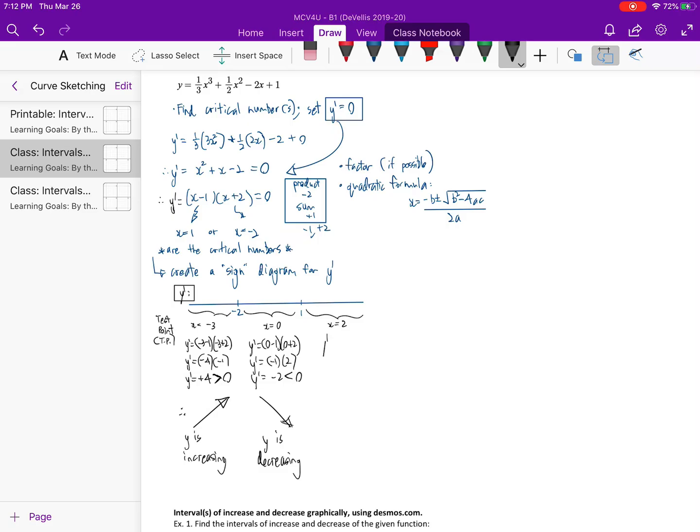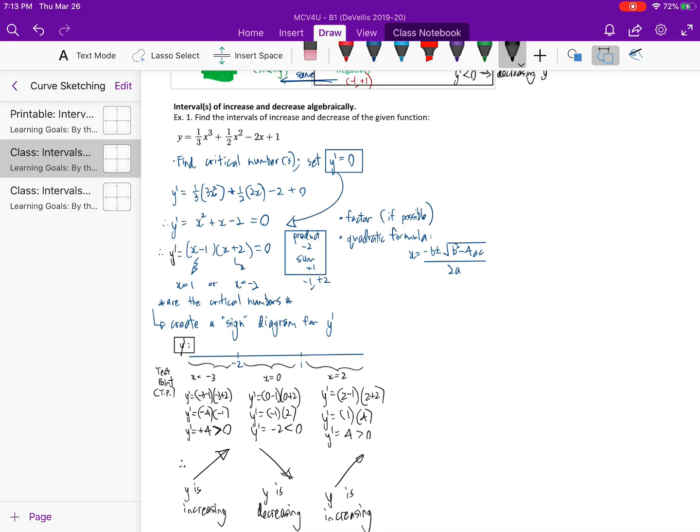And then lastly, let's just check the last one. Don't want to make any assumptions, because sometimes these functions could do interesting things. So we're just going to do the quick mental math here. 2 plus 2, we get y prime equals positive times positive. So it's positive 1 times positive 4, greater than 0. Therefore, y is increasing.